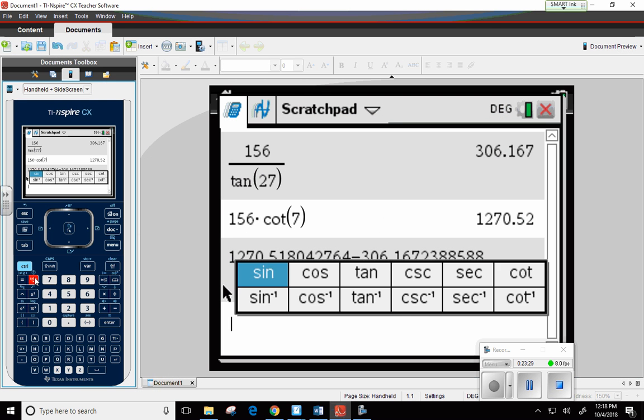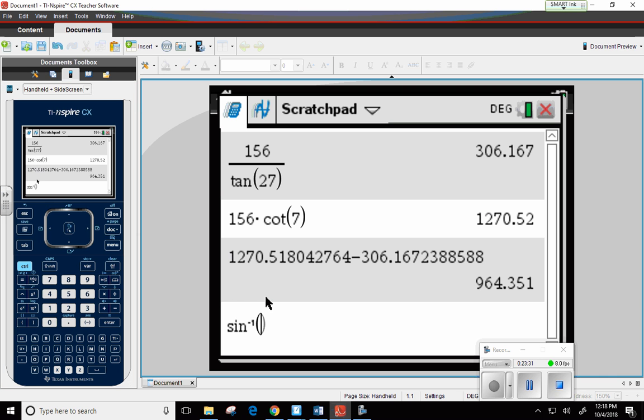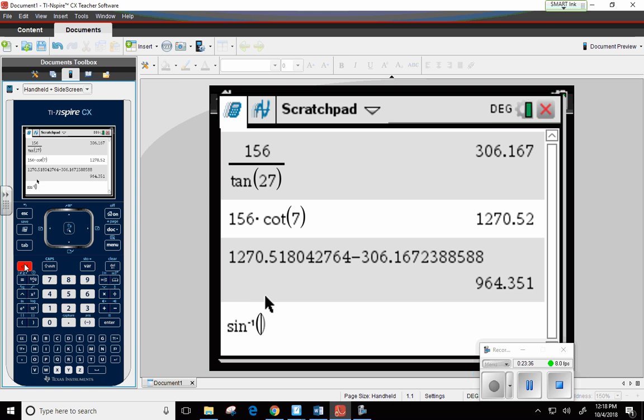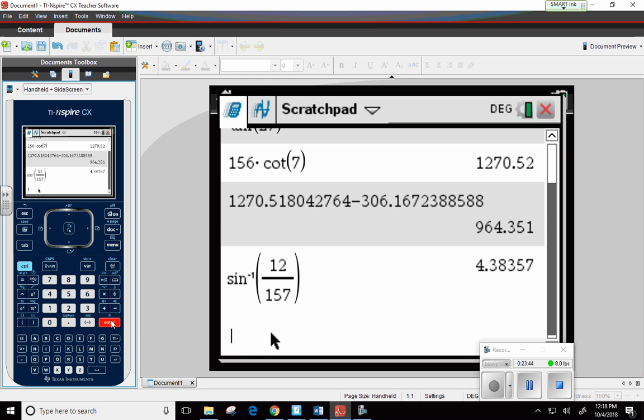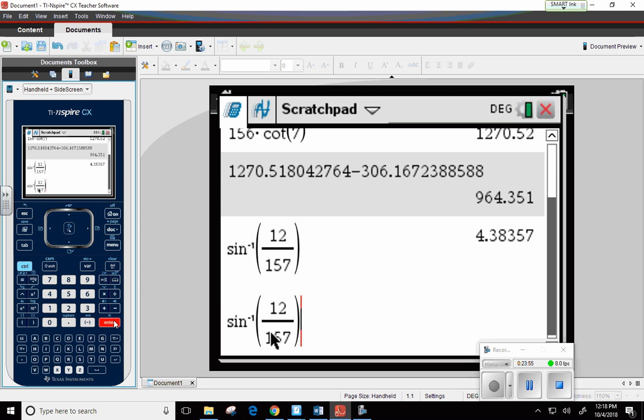Okay, and so you go to the trig button again, and then you have the inverse sine function right there. And it's the 12 over 15.7. Over 15.7, and you press enter like normal. And then, oh, not 157. That's different. Oh, there it is. Okay.